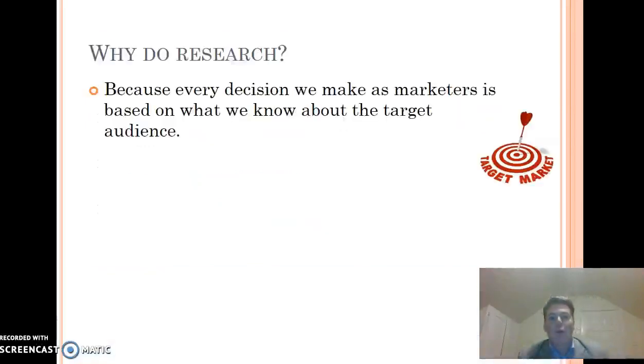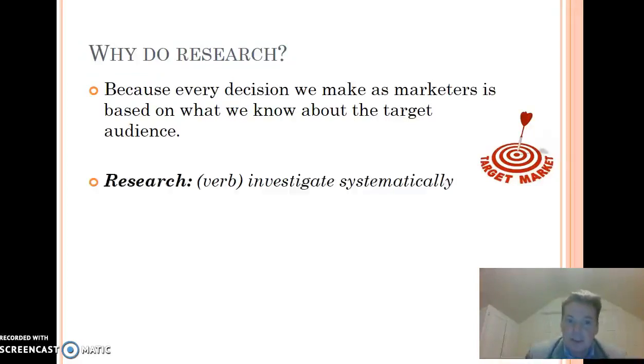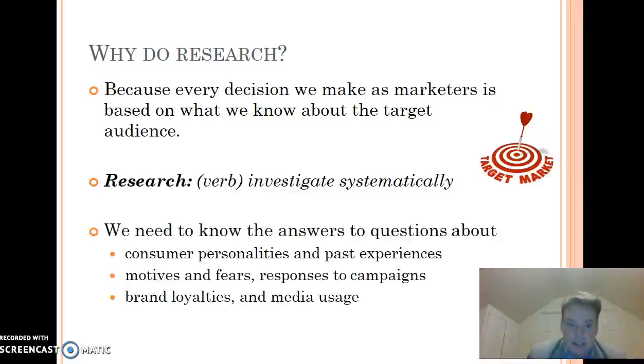So the thing is, why do we do research? Basically, every decision we make as marketers is based on what we know about the target audience. So we're not making blind guesses when we make investments or take out advertisements. We're using knowledge that we've gathered, and it's important to do that on a systematic basis. So, research is about systematic investigation.